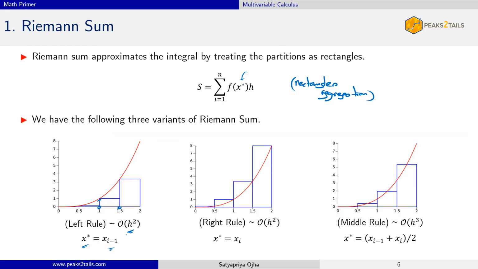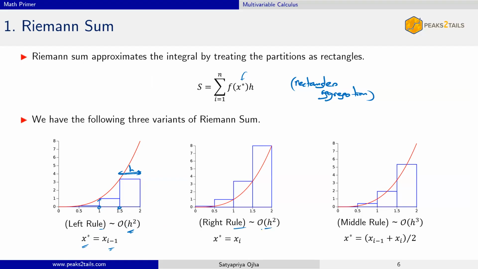So the convergence rate is h square. h is the thickness, right? The smaller h you take, obviously the error will go down. But the rate is h square. So the convergence happens as a square of the step size. Imagine if you use a lot of steps, h should be very, very small. It will be a fraction, so it will be fraction square, so even smaller. Right rule and left rule have exactly similar convergence pattern.